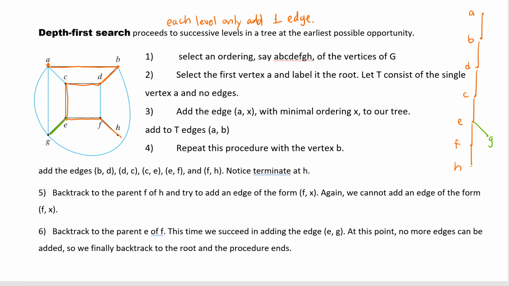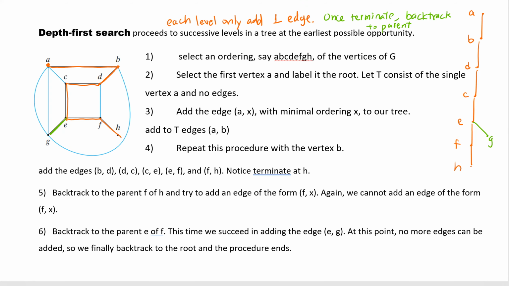Remember, once we terminate, we backtrack to the parent. We don't start at the beginning. You don't start with A and say, oh, EG. No, we backtrack. So once it terminates, we backtrack to the parent, or the parent and then another parent, until we find an edge to connect the remaining vertices. So far, so good. And then we are done.